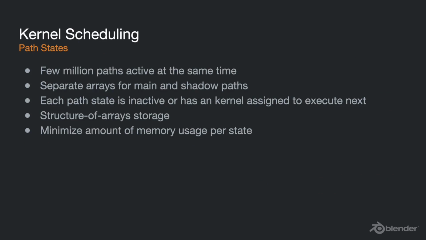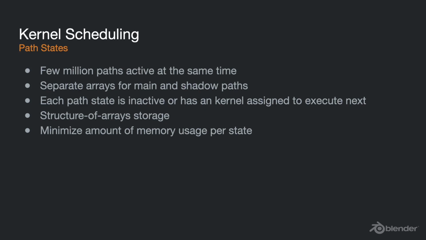That was the graph for a single path, but on the GPU, for efficiency, we need to render many paths at the same time, and we render a few million paths at once. And we have one big array for all the main paths and another big array for all the shadow paths. Each path state is either inactive or it has a specific kernel assigned to be executed next. And there's basically a state machine that determines which kernel executes after which one. And all these path states contain all the information about the location of the current path, what surface it's on, or the next ray to be traced, and so on.